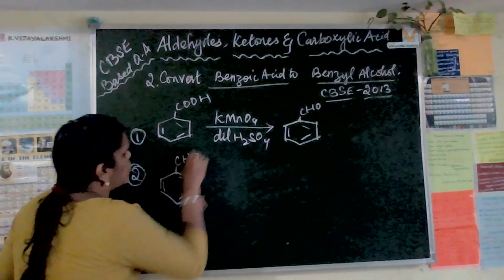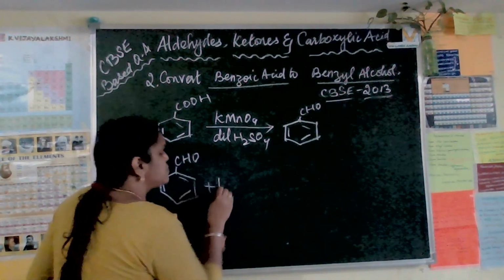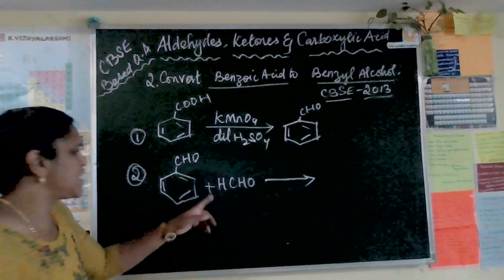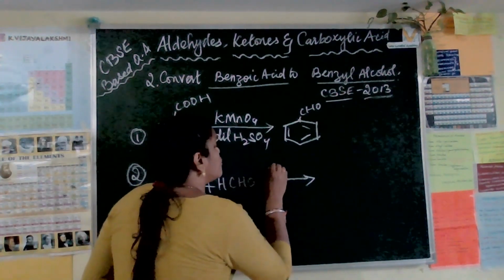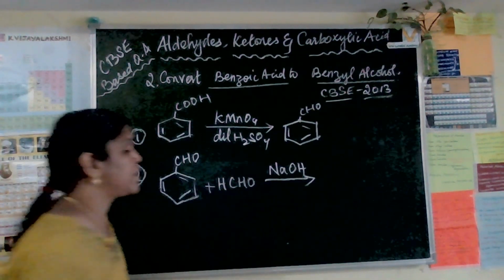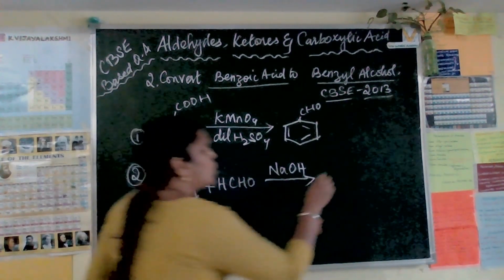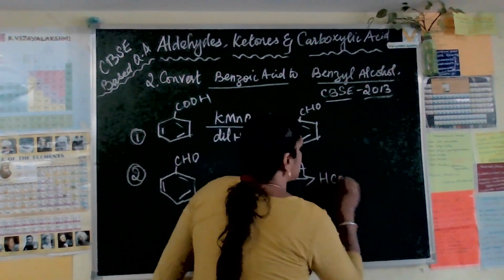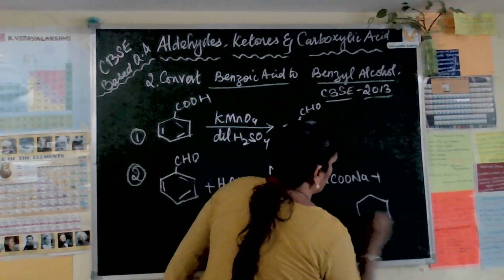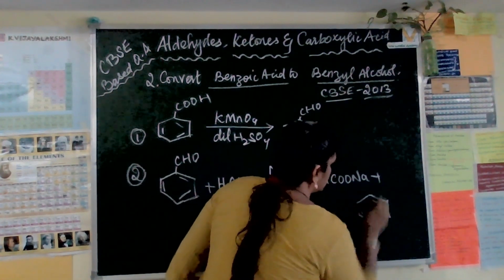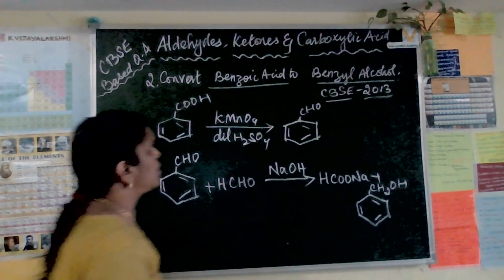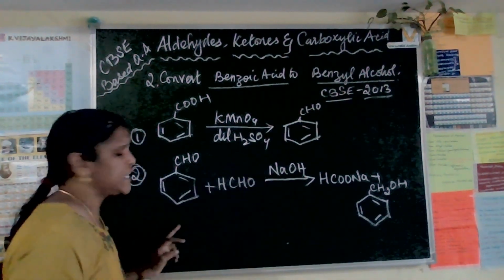Benzaldehyde, C6H5CHO, reacts with HCHO in the presence of strong sodium hydroxide. If you heat, what will you get? You get HCOONa plus benzyl alcohol, C6H5CH2OH. This is benzyl alcohol, and we want benzyl alcohol only. Yes, we got it.